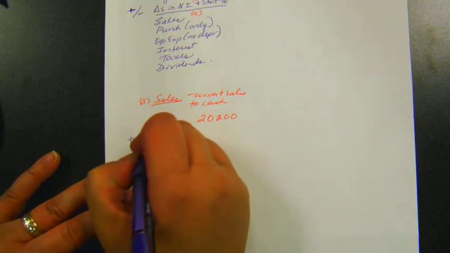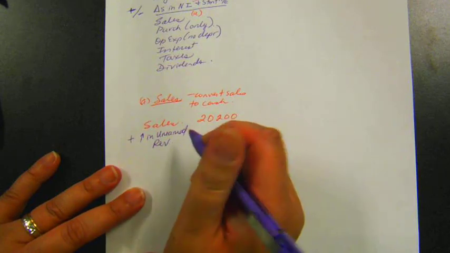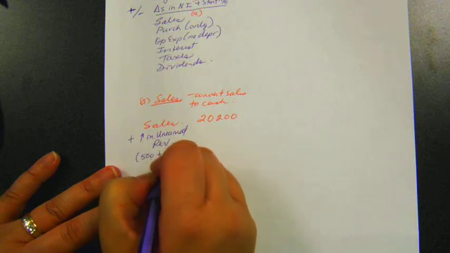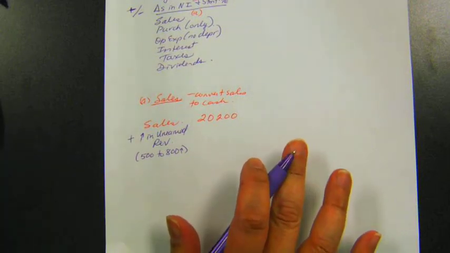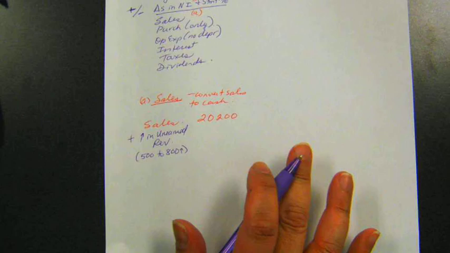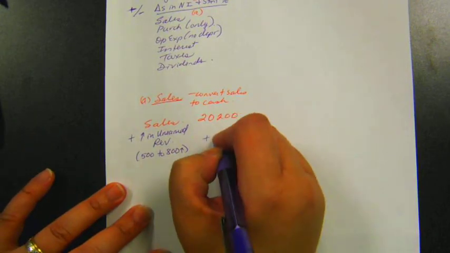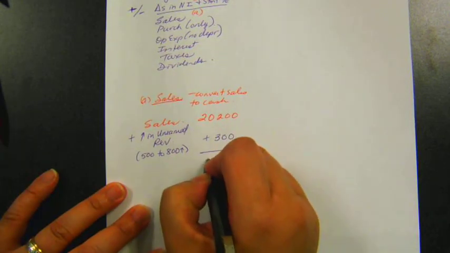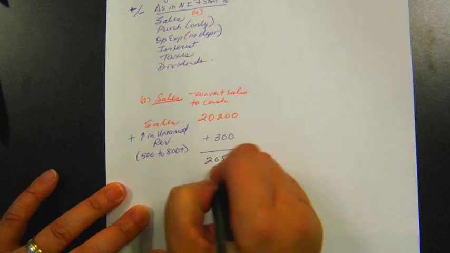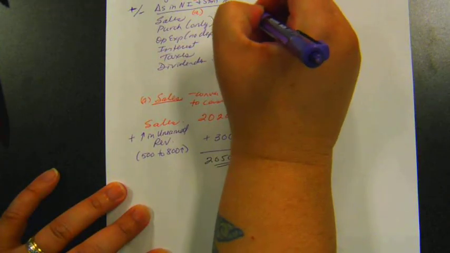So we're going to add the increase in unearned revenue because it went from 500 to 800. Take a second, look at your balance sheet and see those numbers. Everybody got them? So it went up, which means we just increased our sales cash. So that goes to 20,500. So that's going to be 20,500.